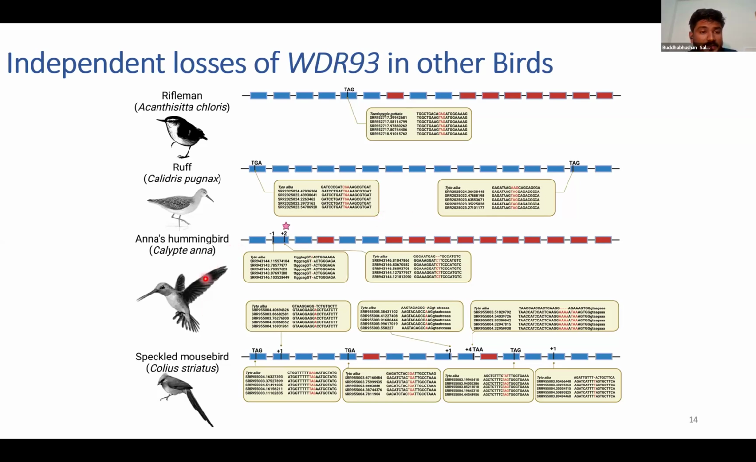Apart from this, the Anna's hummingbird and the speckled mousebird were species where this gene got lost. In the Anna's hummingbird, there is also a 1 base pair deletion and a 2 base pair insertion in the exons of this W93. And the speckled mousebird also shows multiple frame-disrupting changes, which proves that the gene got lost in these species.